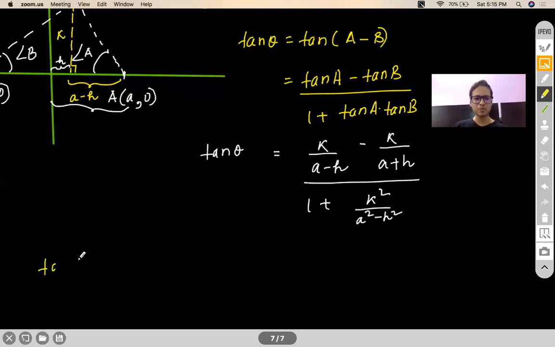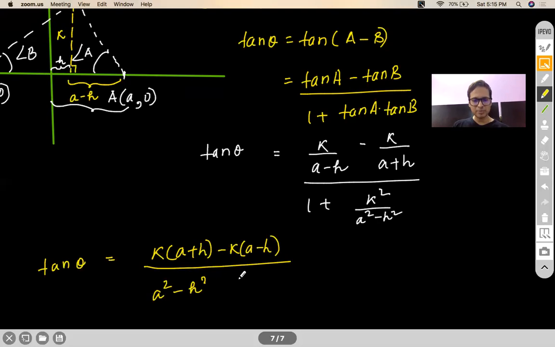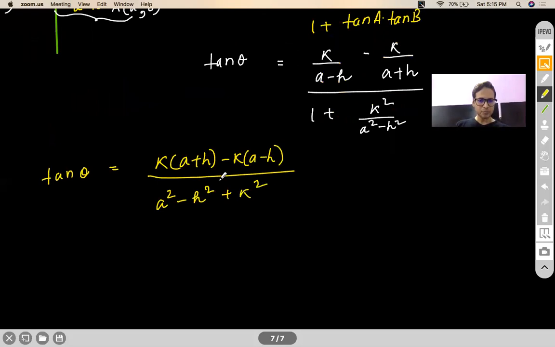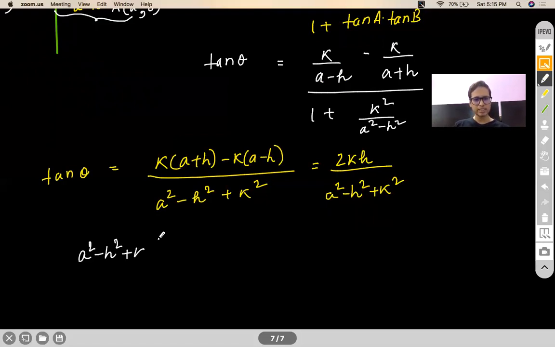By the way, I'm done with my job. I just have to simplify this. So simplification, do it very carefully. 90% of the questions become wrong because of a simplification error. Concept wise nobody will make a mistake. So this will be, if I'm not mistaken, 2kh. Okay, so let's take the denominator to the left hand side and let's bring the tan theta to the right hand side. So a square minus h square plus k square is equal to 2hk cot theta.